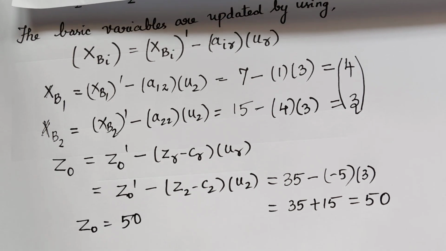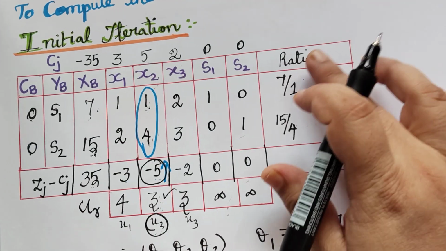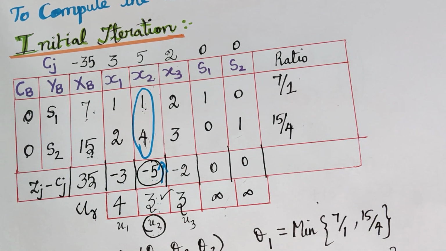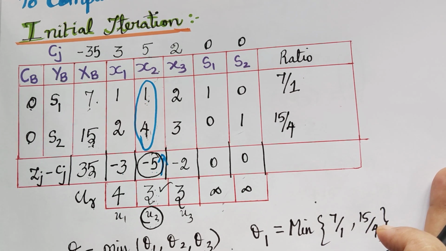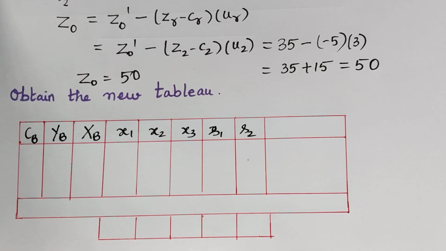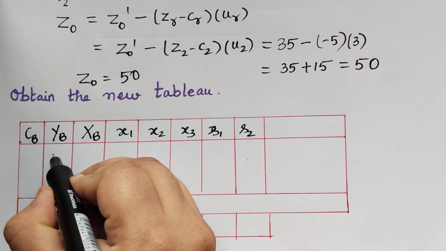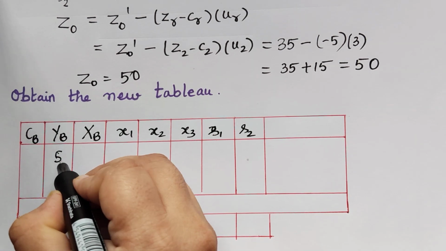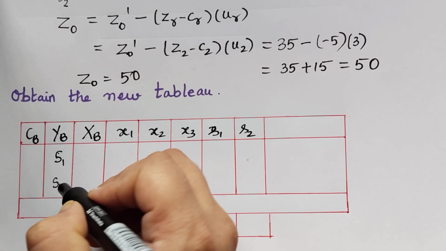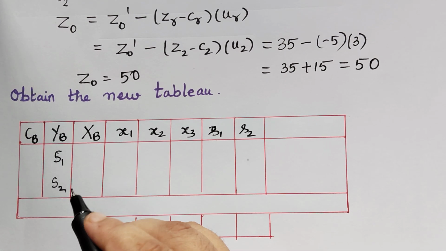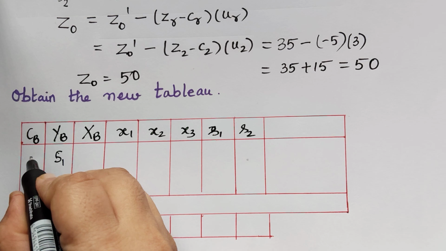Now we have to update this table, that is the initial iteration table, as a new table. So let us form the new table with the updated values. So now we are going to write the new updated table. This is going to be S1 and S2 only, because we haven't found the leaving vector. So S1, S2. And what are the costs? It is 0 only.